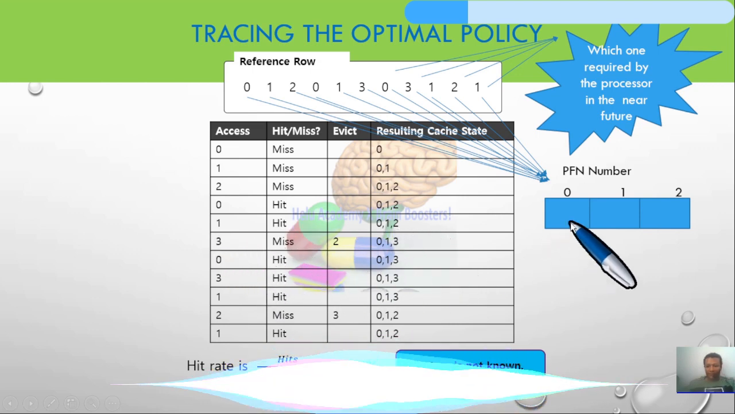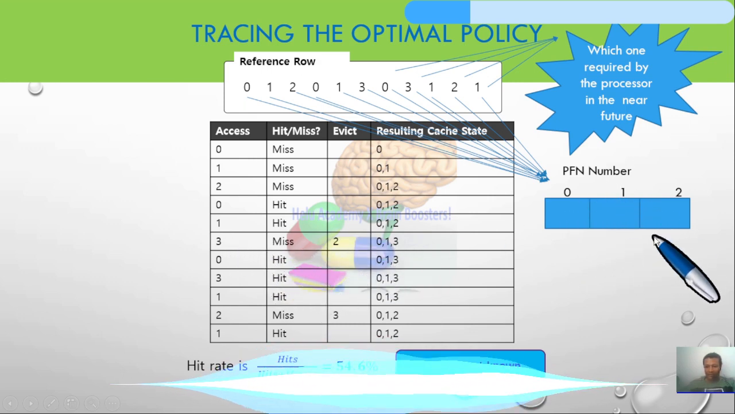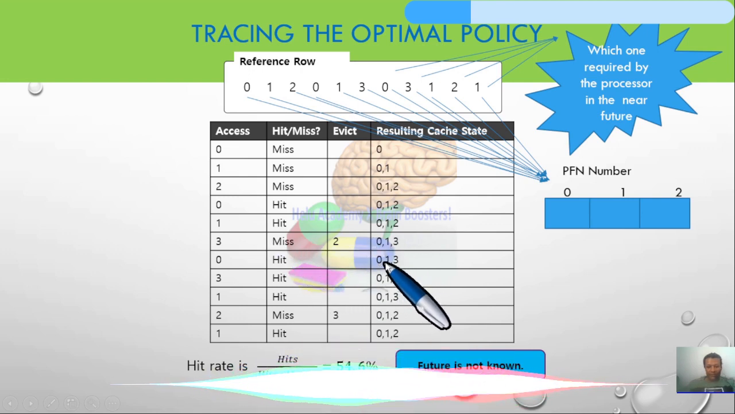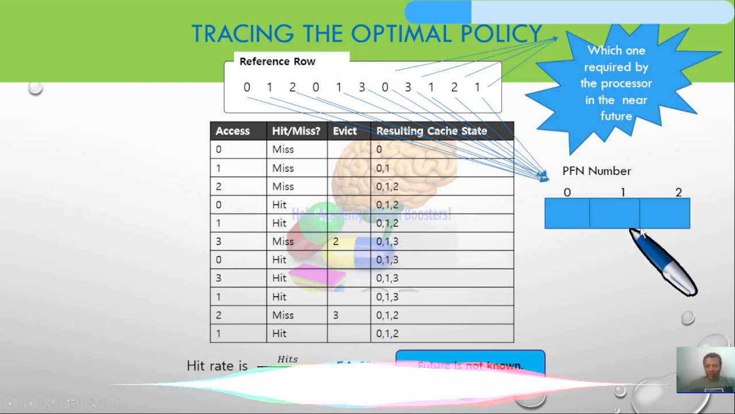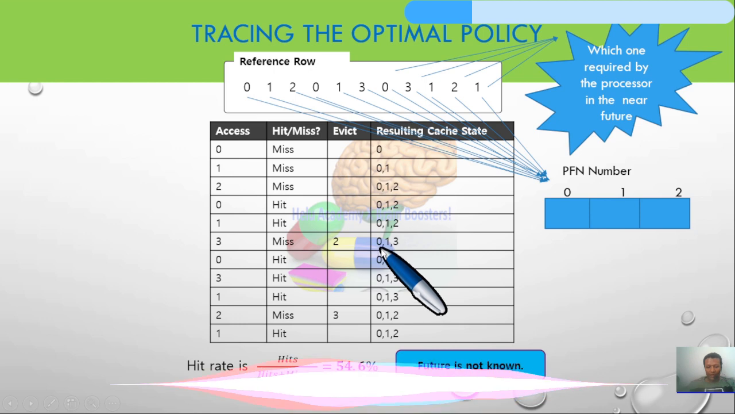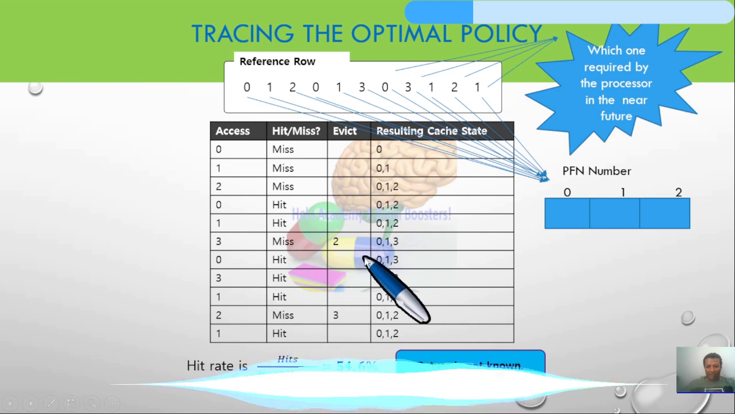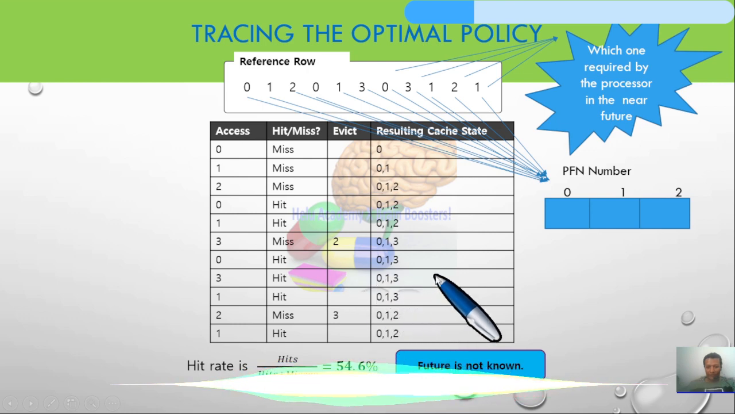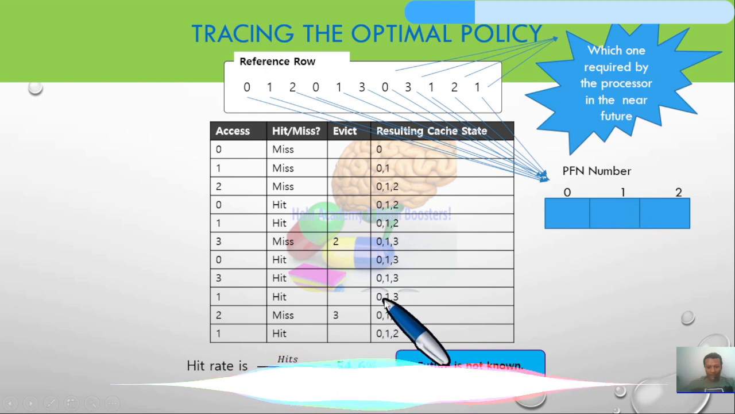Now 3 is not in our frame, so it is a miss. Tracing the optimal policy, it will take out 2 and replace it by 3, so now we have 0, 1, 3. Again 0 is a hit, 0, 1, 3 will continue. 3 is a hit because we have 3 here. 1 is a hit because we have 1 here, 0, 1, 3.